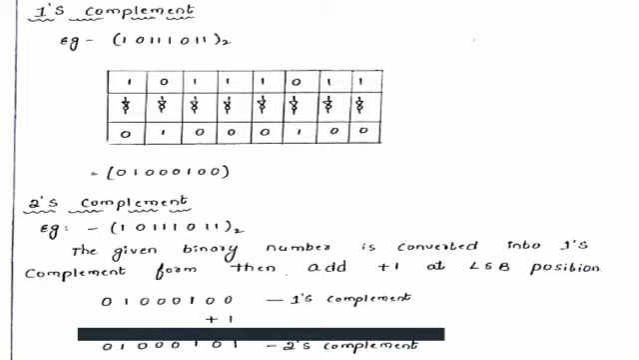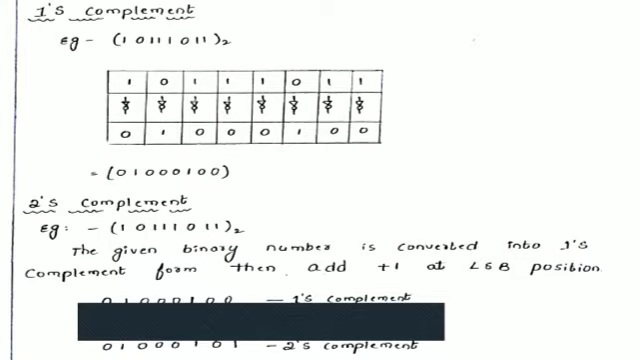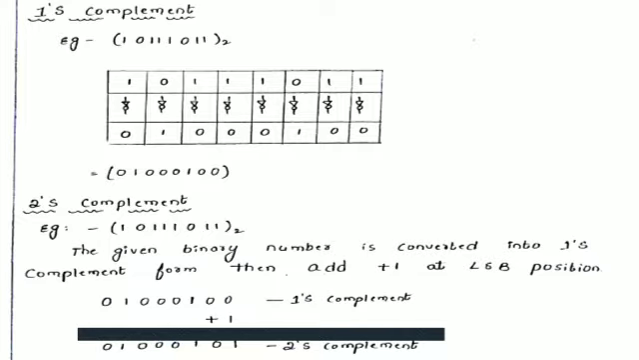After getting this ones complemented value, we need to add 1 to the LSB. LSB means least significant bit. If you add 1 to the LSB, we get the 2's complement of that number. So 0 plus 1 results in 1, 0 as it is 0, 1 as it is 1, 0 as it is 0, 0 as it is 0, 0 as it is 0. The only addition is adding 1 to the LSB of the ones complemented value.